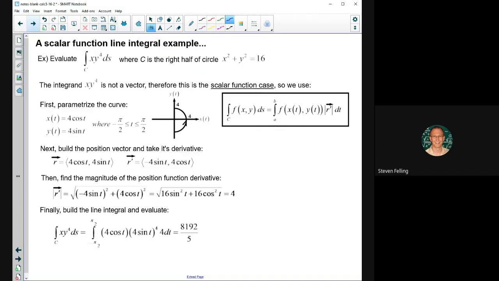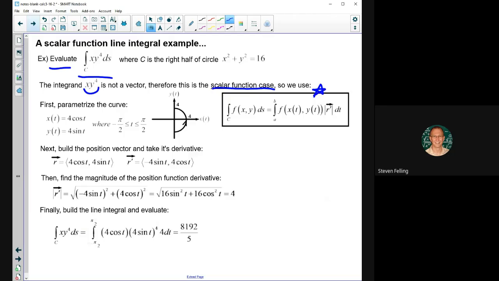Okay, so this says, evaluate this line integral. We have a line integral of xy to the 4th ds, so ds is a little distance along the curve, where the curve C is the right half of the circle x squared plus y squared equals 16. First of all, the integrand here, xy to the 4th, is not a vector, and that means we have a scalar function case, so we're going to use this version.